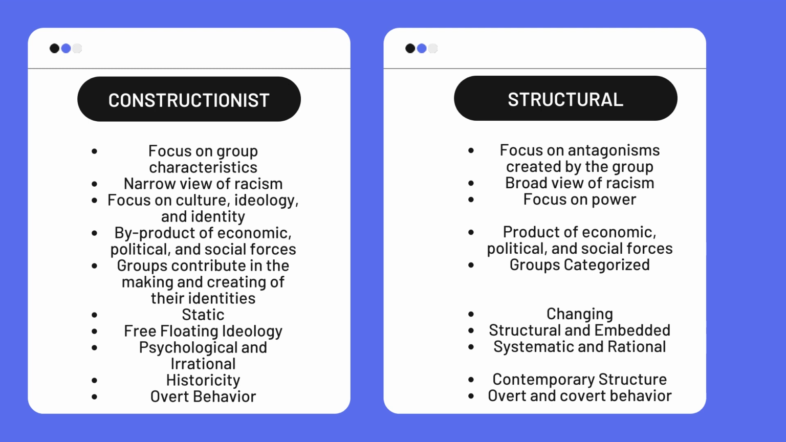In constructionist theory, it is based on historicity. Meanwhile, in structural theory, it is based on contemporary structure. In constructionist theory, it is overt behavior. Meanwhile, in structural theory, it is both overt and covert behavior. Structuralist approaches will say that racism today is more covert and subtle in nature due to its embedded position within institutionalized practices that are controlled by whites.